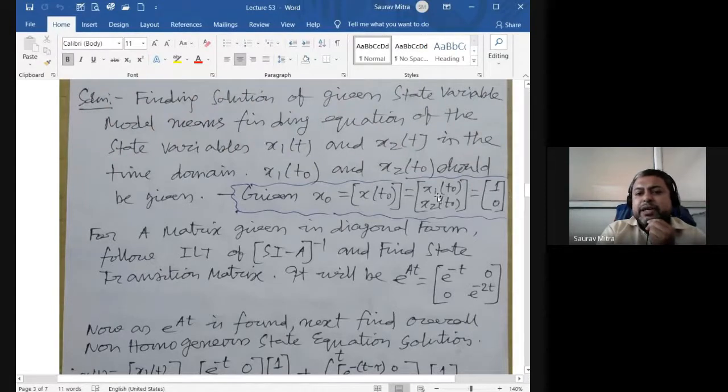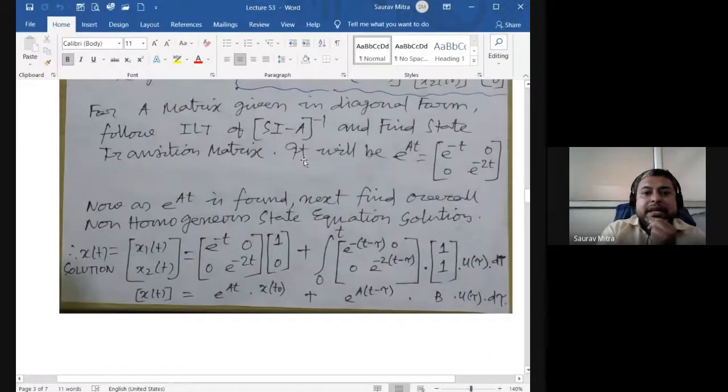I have given you x1 t0, x2 t0 as 1 0. So this thing should be mentioned. And if I want to make it complicated, I will ask it 2 and 5, 7 and 9. If I want to make things easy for you, I will be asking it is 1 0. Diagonal form, SI minus A inverse or ILT of that is e raised to AT. Directly you can find out e raised to AT as e raised to minus t 0 0 and e raised to minus 2t. You can find it out, you can test.